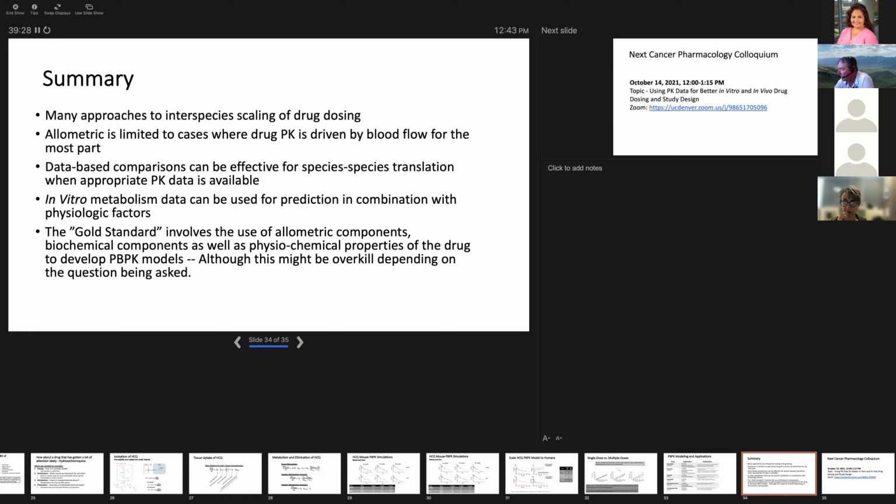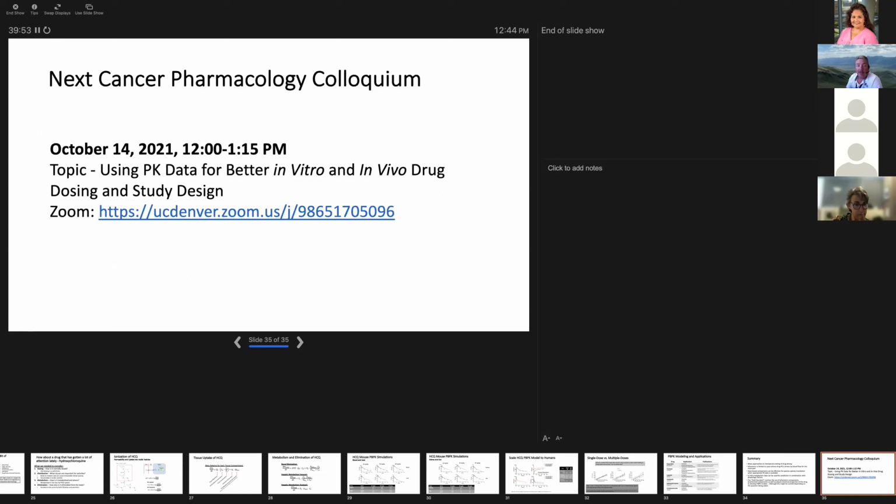And so I would never say you have to do these models for everything in interspecies scaling, but they open up avenues and allow you to do things that you may not be able to do in special populations or across some other species. So the more information you have, the way you use that information is critical to doing good interspecies scaling. Okay. All right. And like I said, using PK data for better in vitro and in vivo drug dosing study designs is what I'm going to do next week.